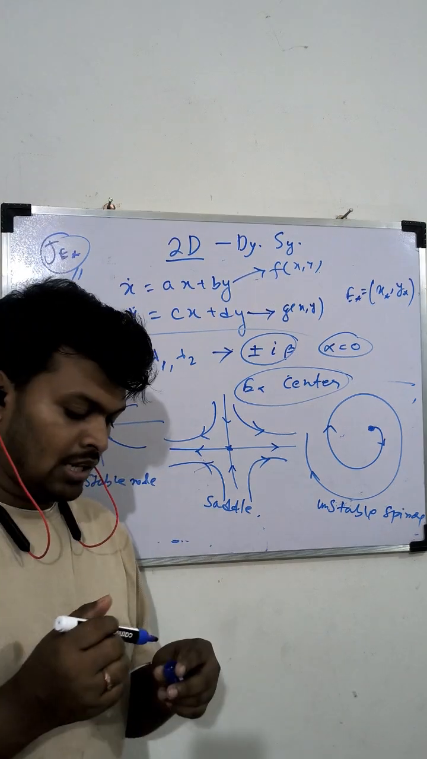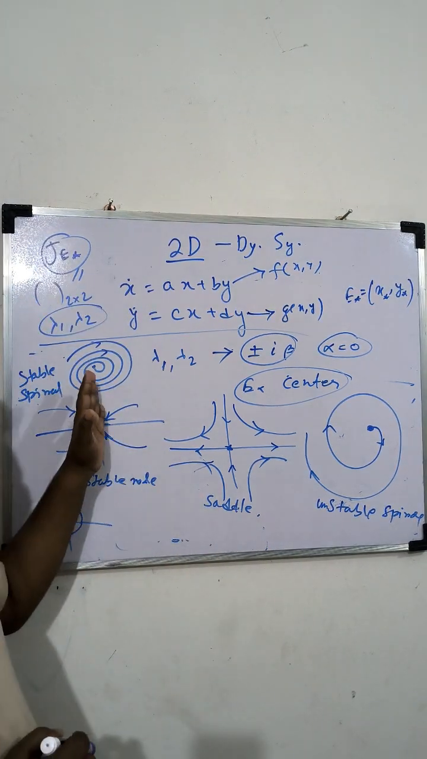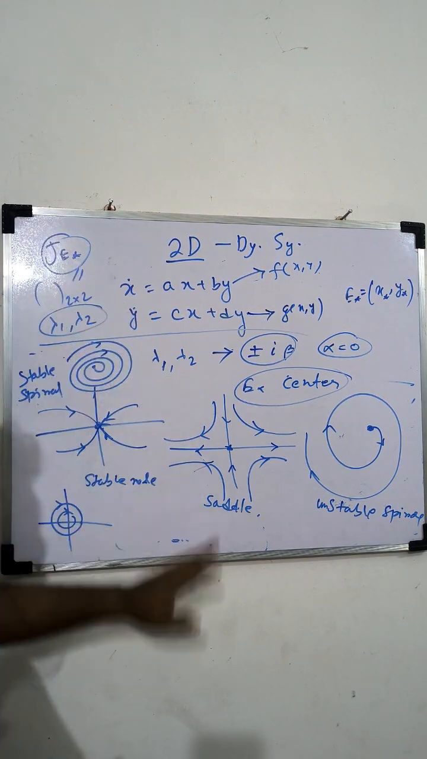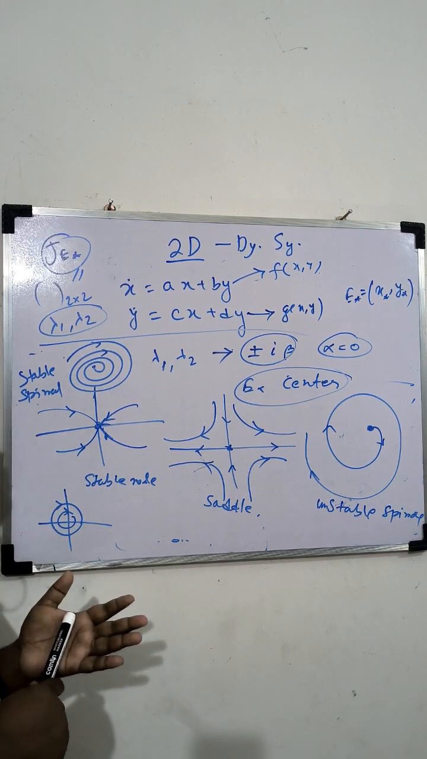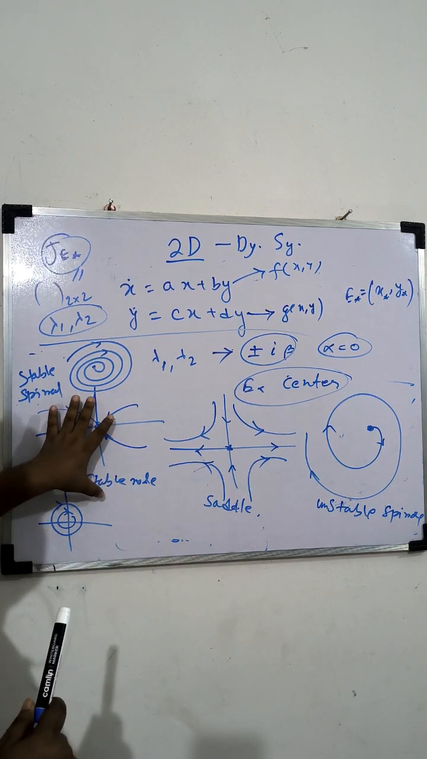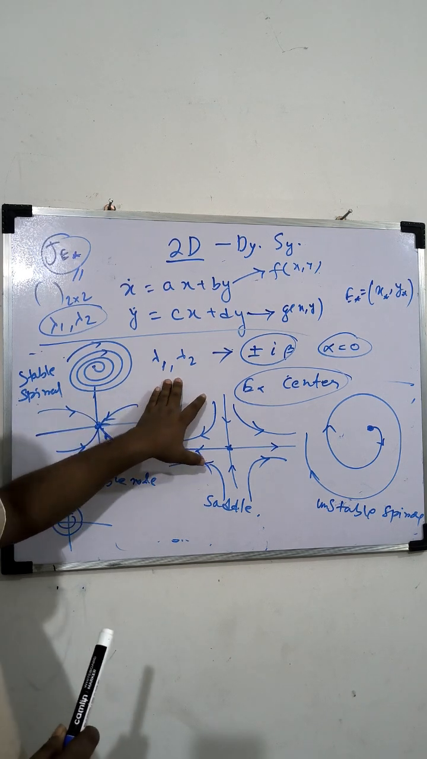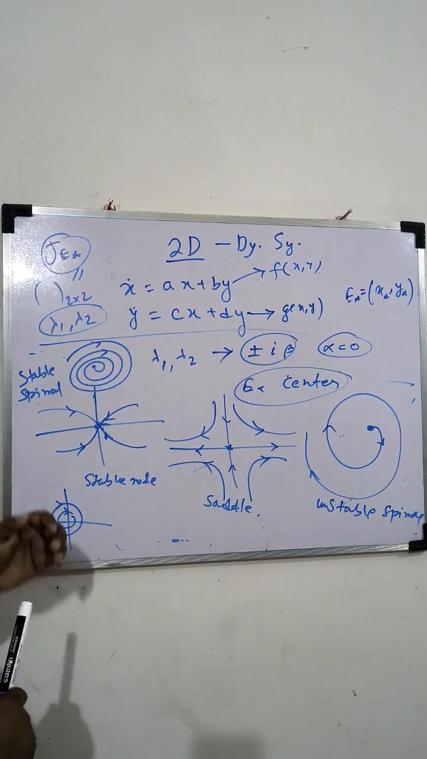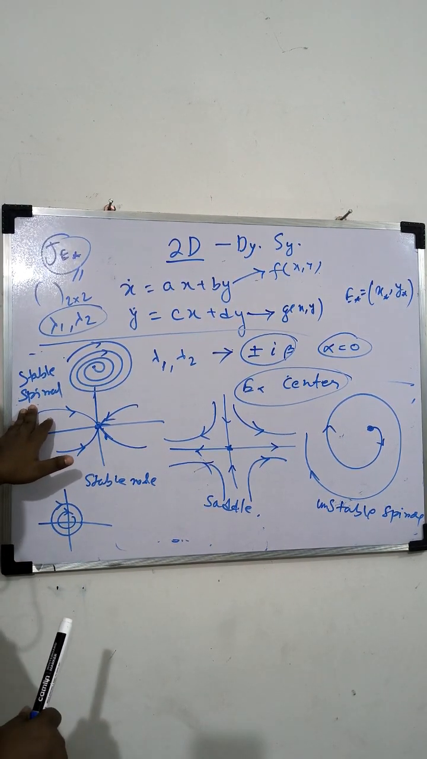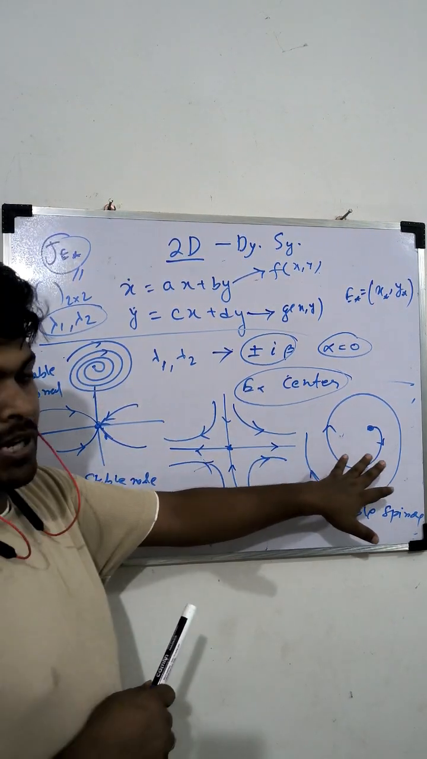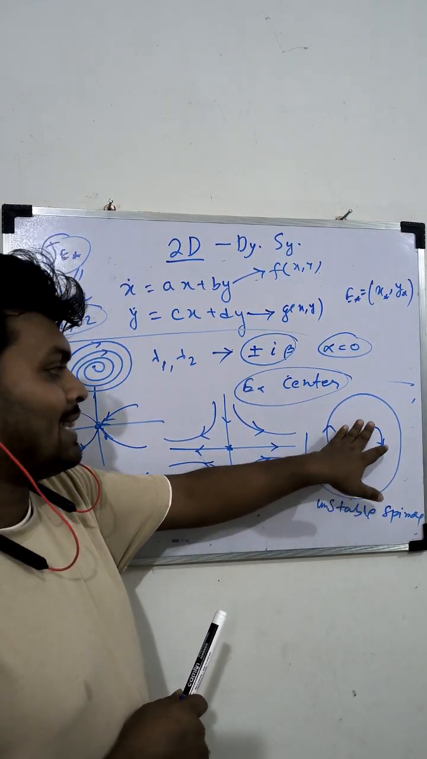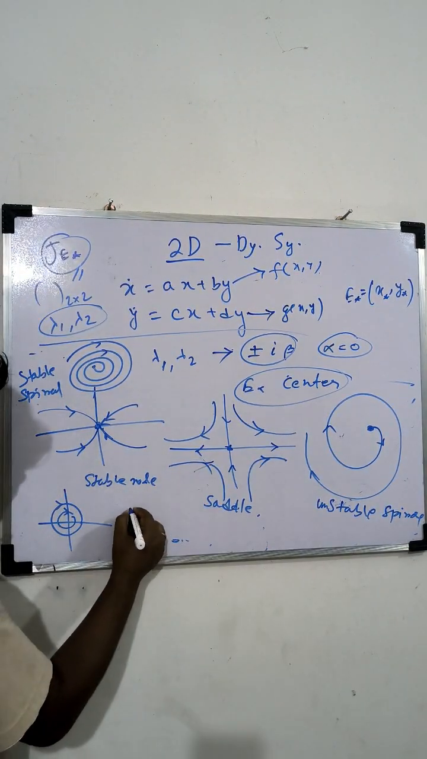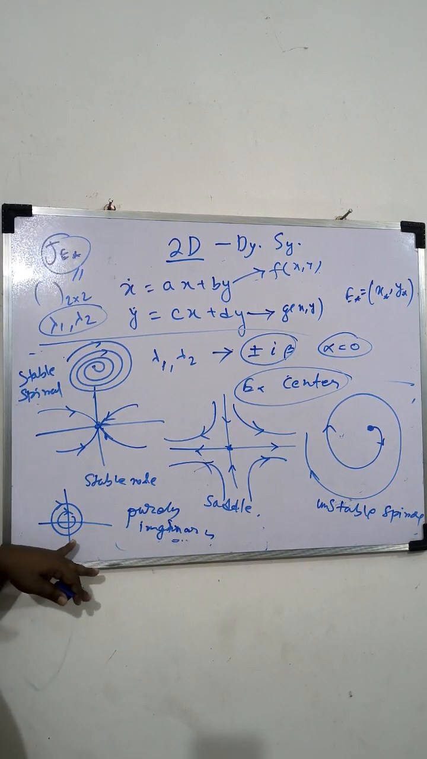So I have discussed all the types of equilibrium point. On the basis of the sign of the eigenvalues of the Jacobian matrix evaluated at the equilibrium point, we determine its nature. If both eigenvalues are real and negative, then the equilibrium point is a stable node. If both are real but of opposite sign, then it will be a saddle point. If complex conjugate with negative real parts, then the equilibrium point will be a stable spiral. If complex conjugate but the real part is positive, then it will be an unstable spiral. And if the eigenvalues are purely imaginary, then the equilibrium point will be a center.